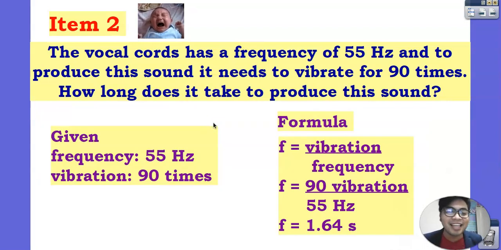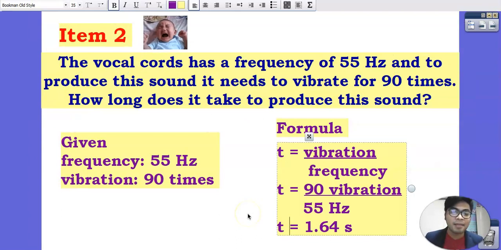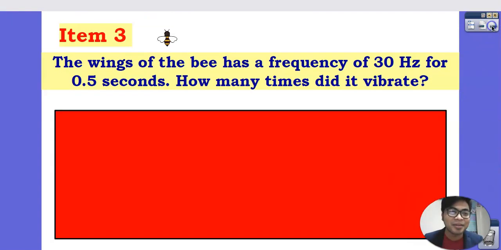The correct answer is 1.64 seconds. So given there is the frequency, which is 55 hertz, and vibration at 90 times. So the formula is, time is equal to vibration over frequency. So T is equal to 90 vibrations divided by 55 hertz, and that will give us a time of 1.64 seconds. Did you get it correctly? 4 marks for that.